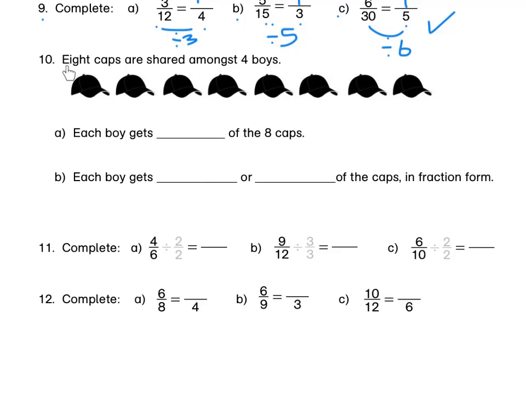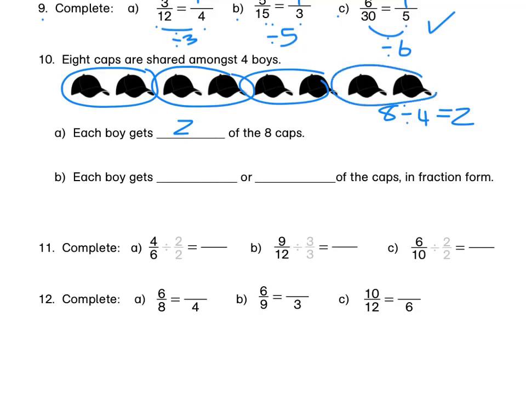So 8 caps are shared equally amongst 4 boys. So if we say 8 divided by 4, we get 2. So each boy gets 2 of the caps. That's 1 boy, 2nd boy, 3rd boy, and 4th boy.